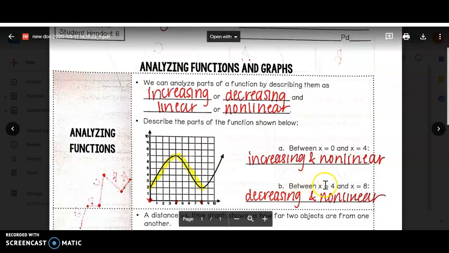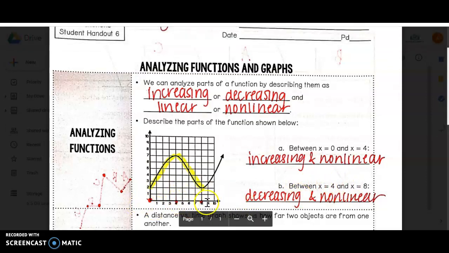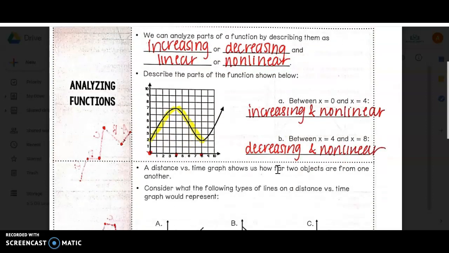Part B says between x equals 4 and x equals 8. So we go to the x-axis, we find 4 and 8, and from here to here, this is now going down, so it's decreasing, and that is also nonlinear because it's not a straight line.